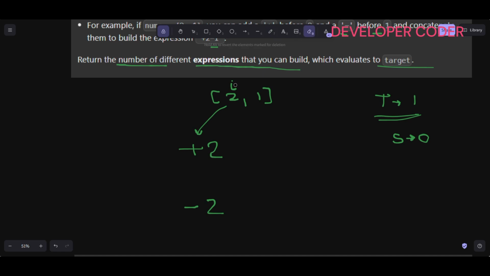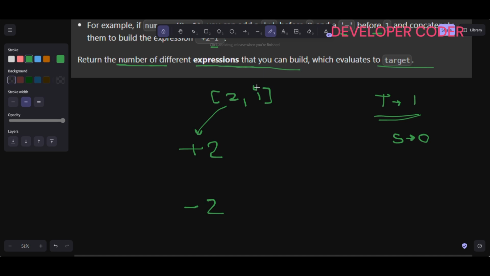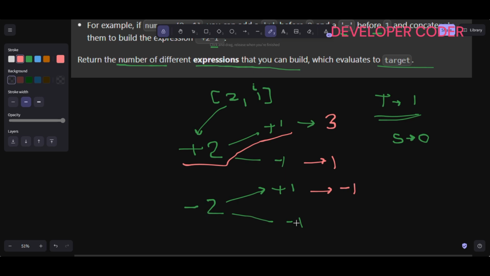Then for plus 2 I have again two options. My I is going to move forward, I is moving to this position, and here I have two options. I can take this 1 as positive or as negative, and the same for the other branch, plus 1 or minus 1. If I evaluate this expression plus 2 plus 1, I will get 3. If I evaluate plus 2 minus 1, I will get 1. Minus 2 plus 1, I will get minus 1. Minus 2 minus 1, I will get minus 3.